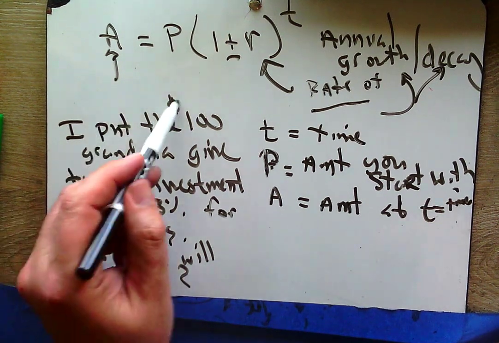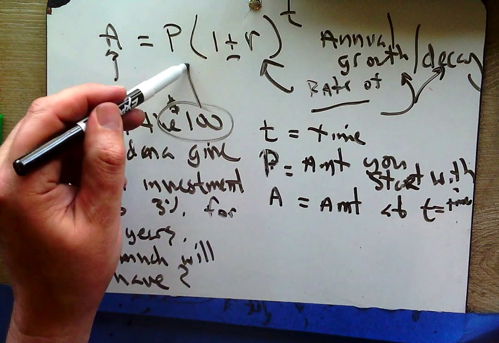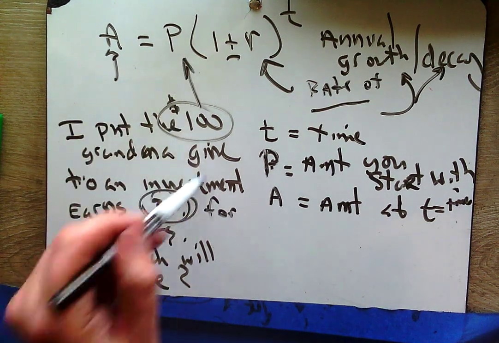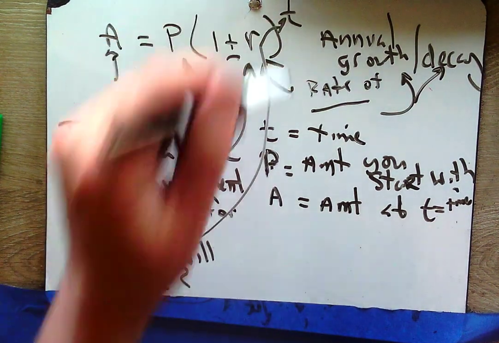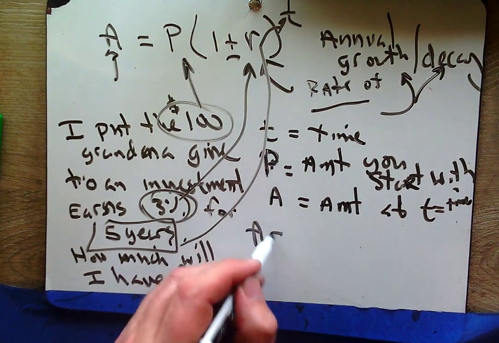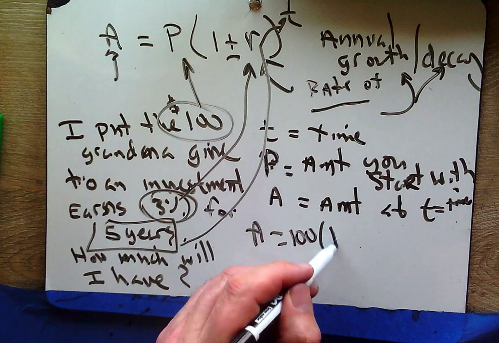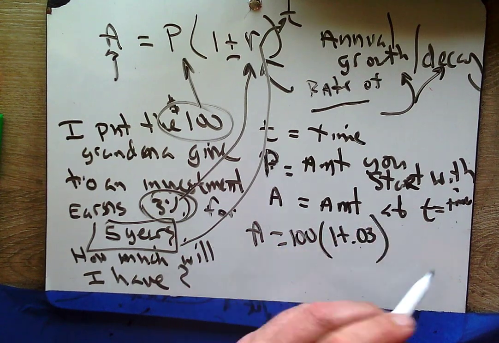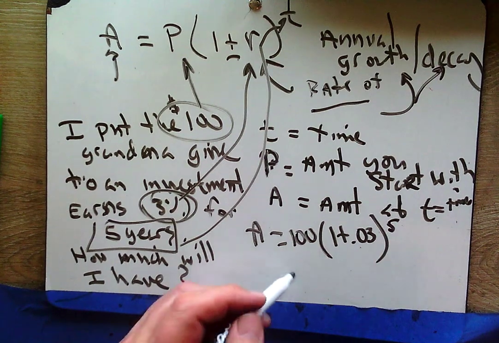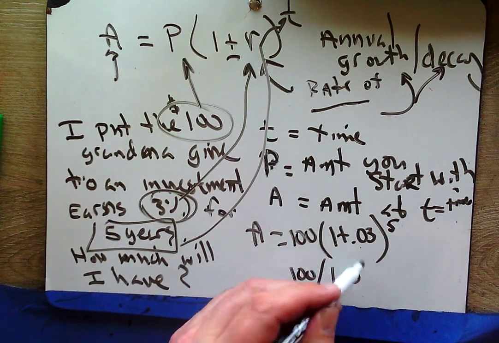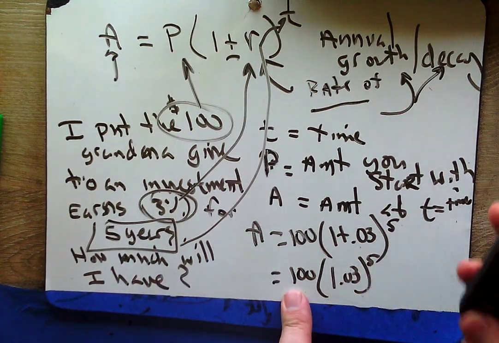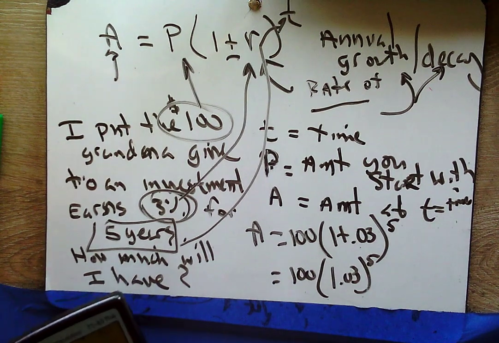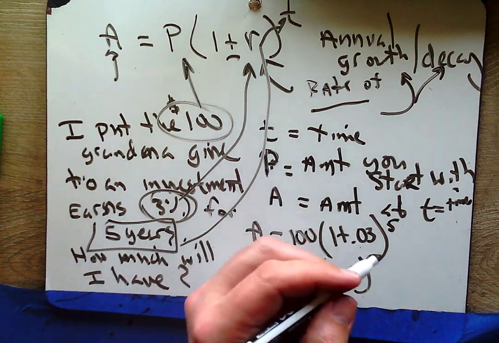Well, the amount of money that I'm starting with, that's P. My rate goes here, and I have a time to go in there. So A equals 100 times (1 plus 0.03) raised to the 5, or 100 times 1.03 to the 5. Remember, you've got to do that exponent before you multiply by 100. 1.03 raised to the 5th power times 100.